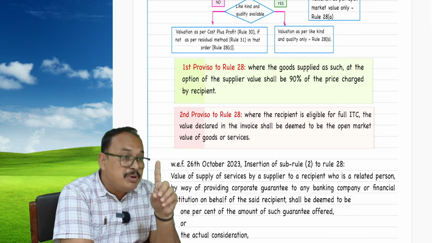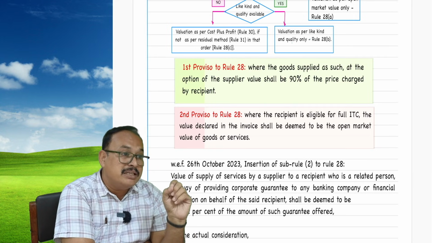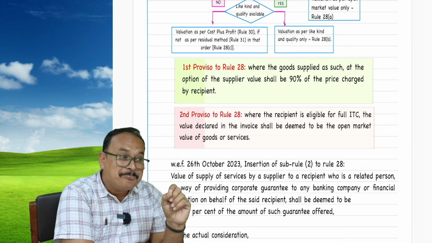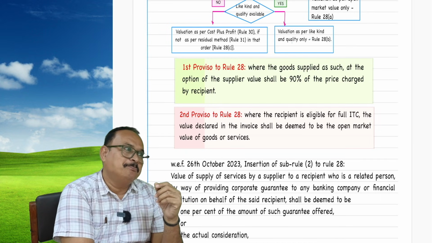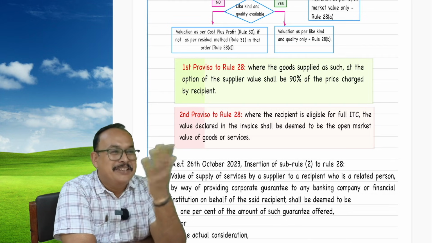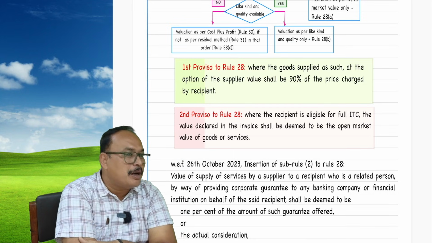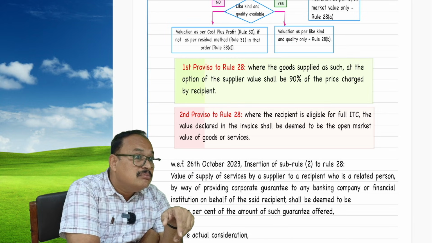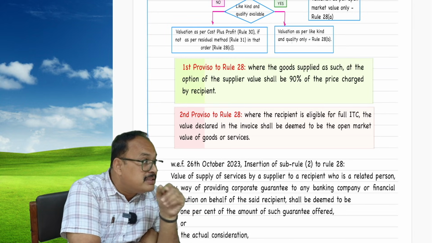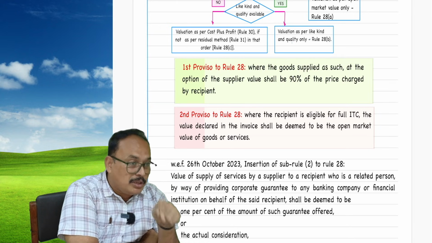follows. 1% per annum on the corporate guarantee amount, or the actual consideration, whichever is higher. Suppose a corporate guarantee is given for 5 years, 1 crore, 1% equals 1 lakh. 1 lakh into 5 is 5 lakhs. Or the actual consideration, whichever is higher.